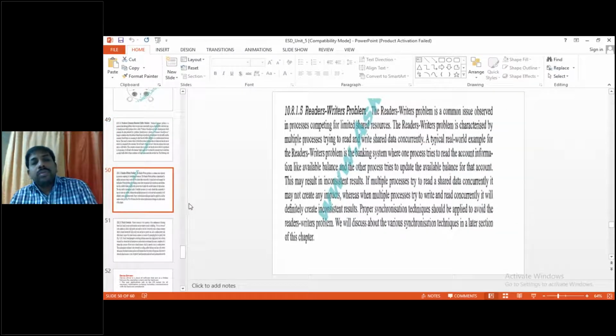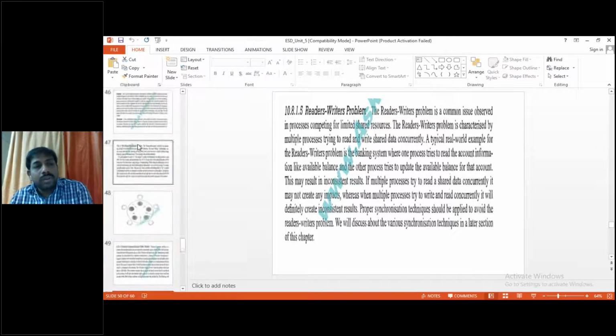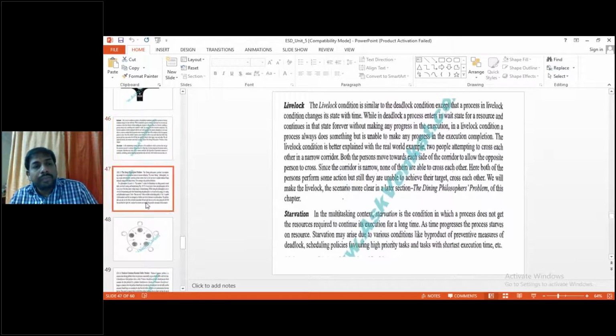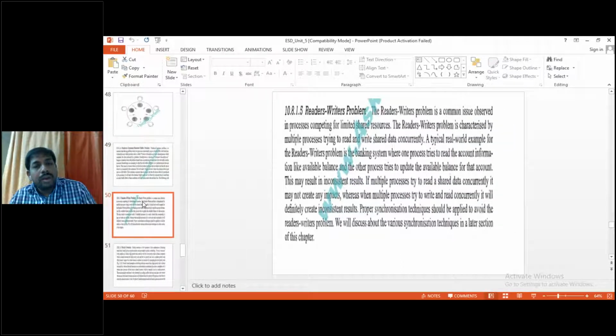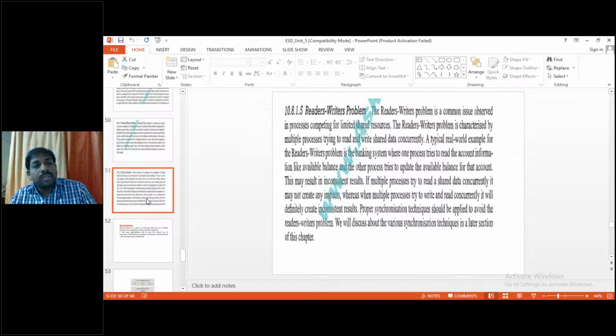Another synchronization issue is the readers writers problem. This is one where one process tries to read the account, while at the same time the available balance must be updated by another process, and it leads to inappropriate results. So these are the four synchronization issues occurring: one is racing, another is deadlock, another is livelock, another is starvation. For these, some problems are provided: the dining philosopher problem, the producer consumer problem, and the reader writer problem, and these are solved by synchronization techniques.